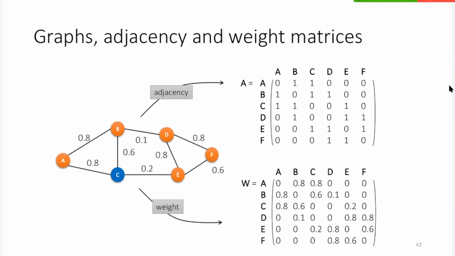But you can also take the weights into account, and this is a weighted matrix. So between A and B, I have an edge, and the strength of this edge is 0.8.